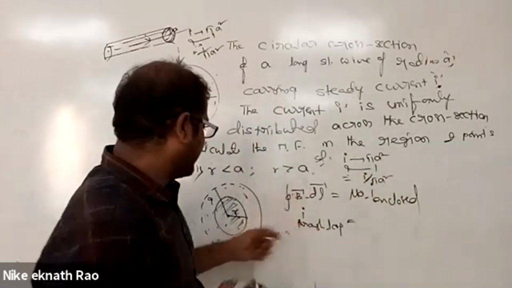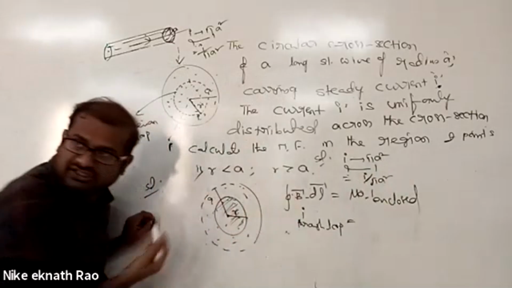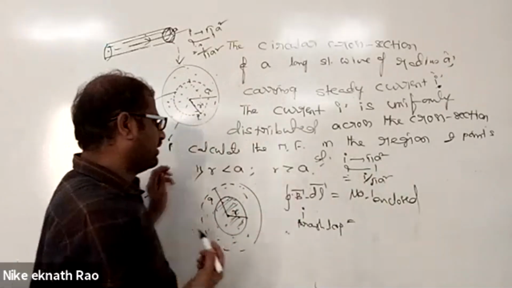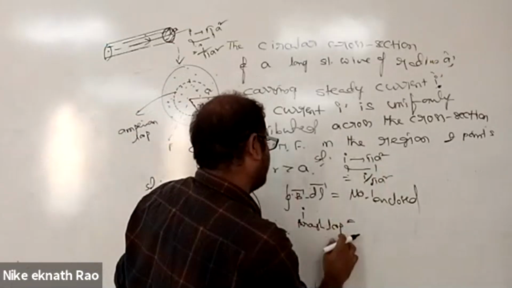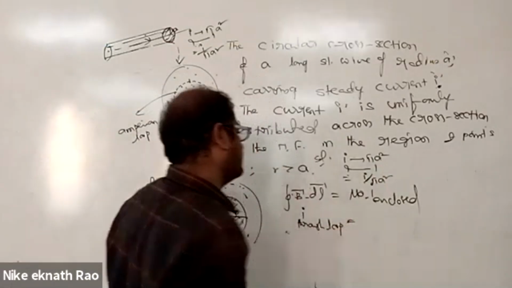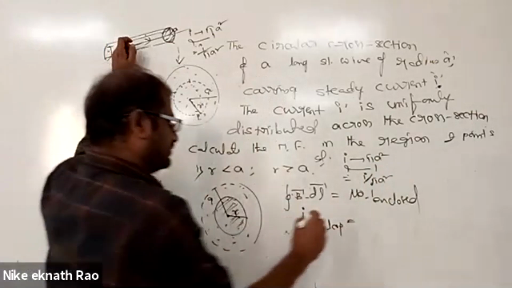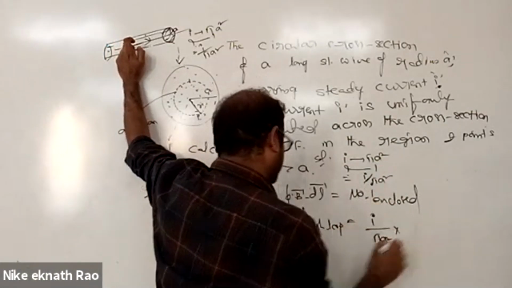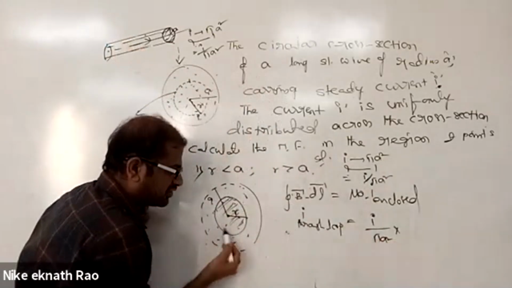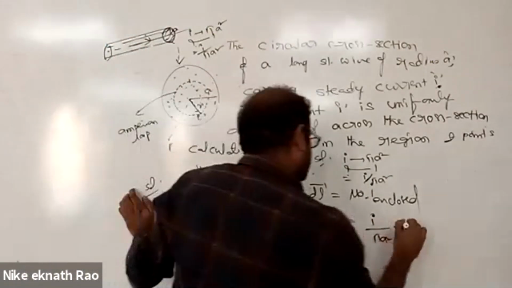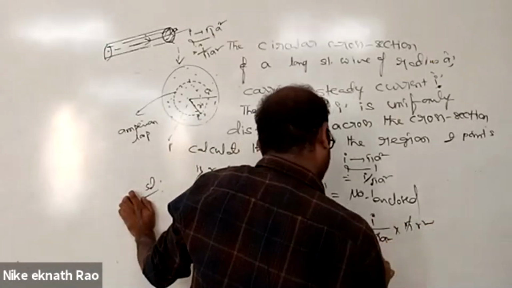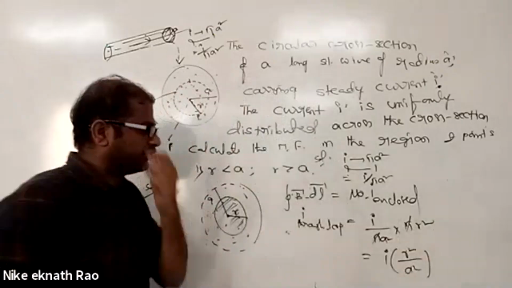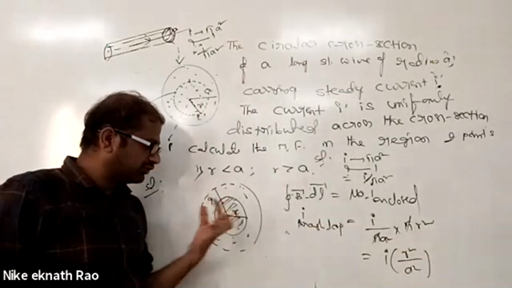Therefore, now if I carry out the line integral over the surface of radius r, which is less than a, at the interior point, what will I get now? The current enclosed will be the total current per unit area into the area. The area of this particular section is pi r square. Therefore, the current through the Ampere loop is I r square by a square. This much amount of current is coming out of this particular section.